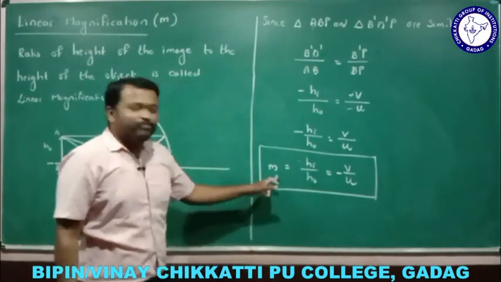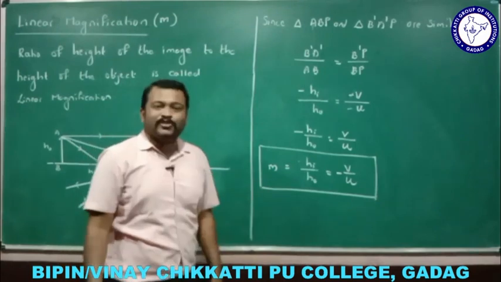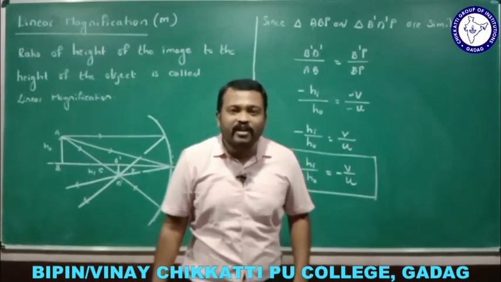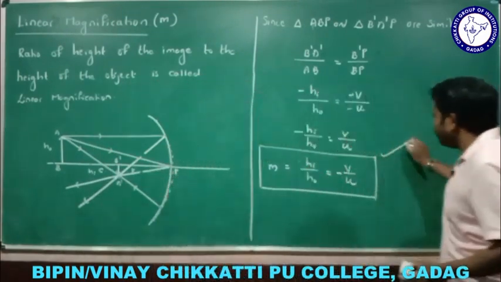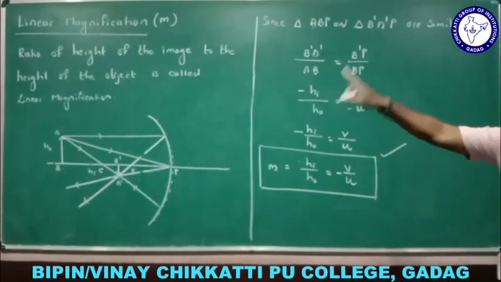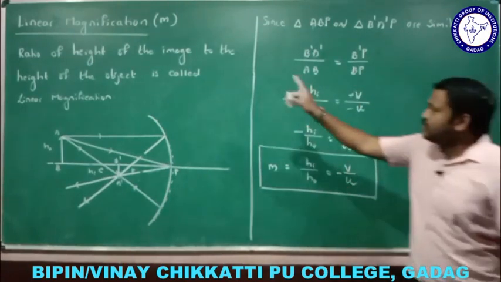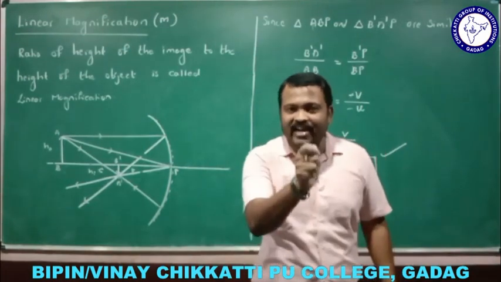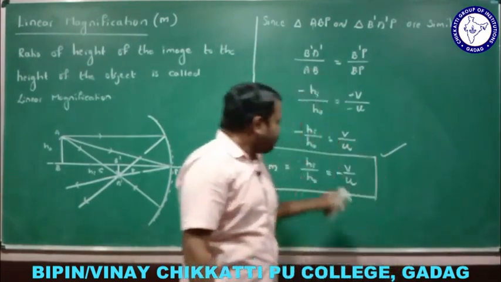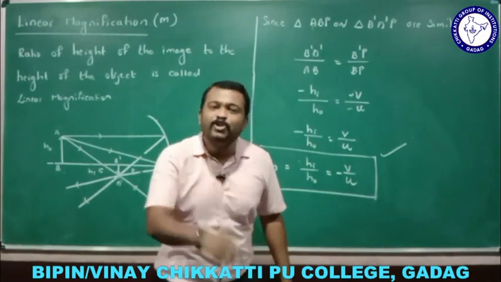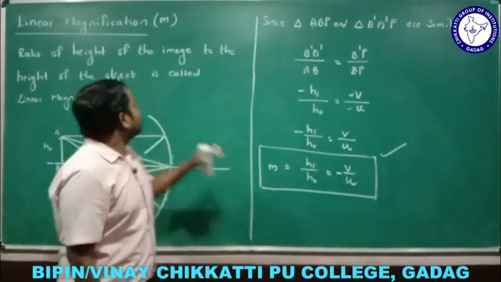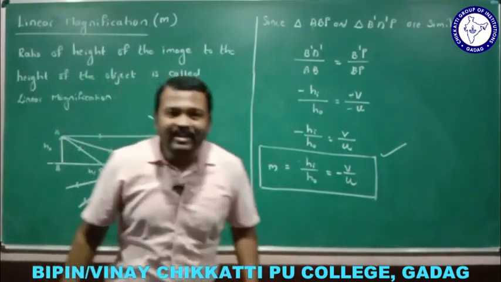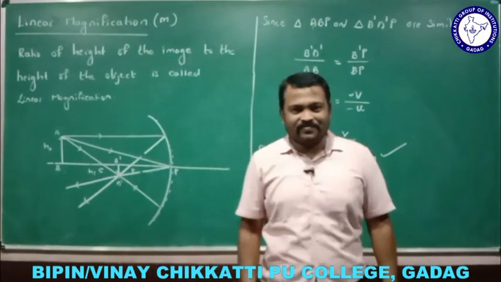Linear magnification, M is equal to HI divided by HO, that is equal to minus V divided by U, and this is the equation for linear magnification, right? That is the ratio of the height of the image to the height of the object. Shall I say it like this? HI divided by HO is equal to minus V divided by U. So this is the equation for linear magnification, right?